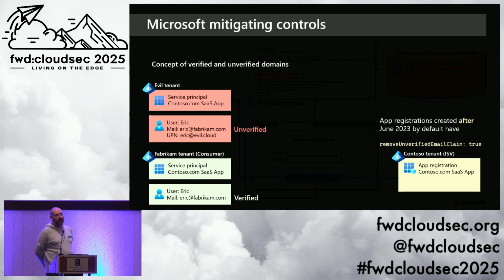In app registrations created after June 2023, when this research was published, the remove unverified email claim attribute on the app registration is true by default. So new app registrations inherently wouldn't be vulnerable to this, but how many applications existed before June 2023? A lot of them.